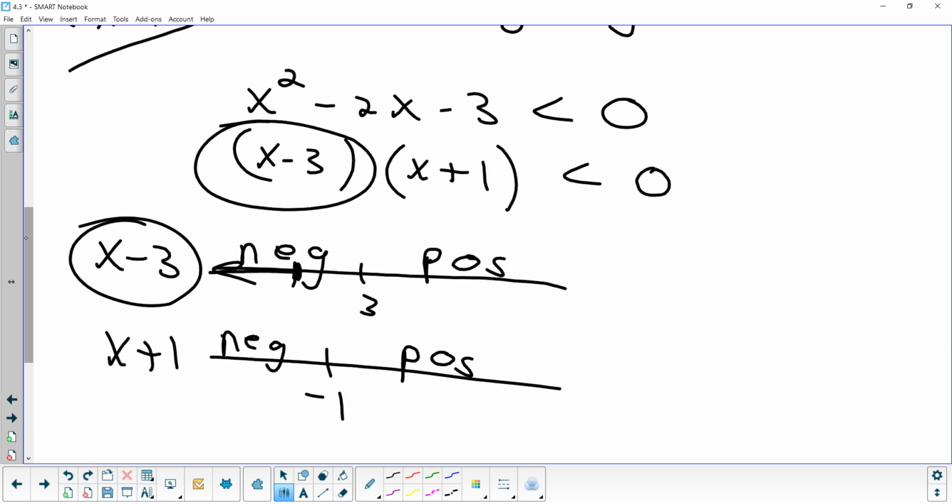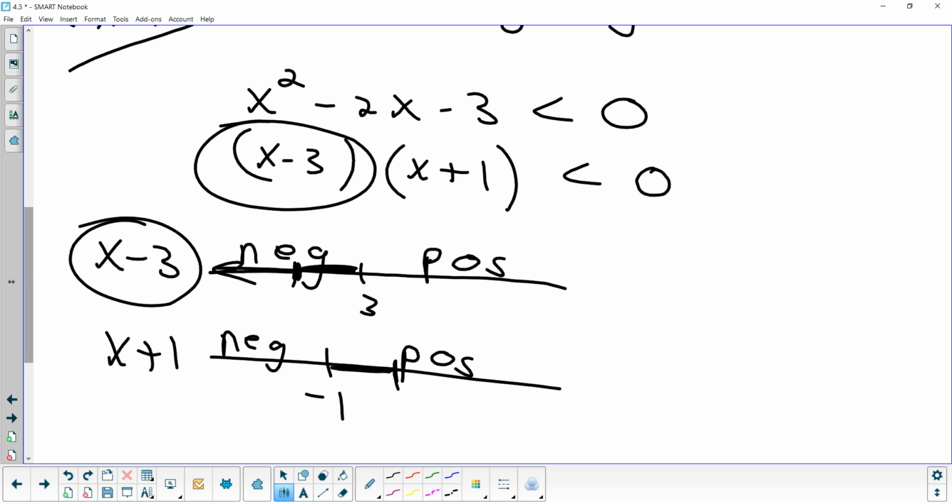Ethan, if I was between -1 and 3 in my top number line, where would I be? Be negative. I'd be somewhere in here, like that's the negatives. What about between -1 and 3 in the bottom number line? Positive. That would be somewhere in here. That would be in the positive.